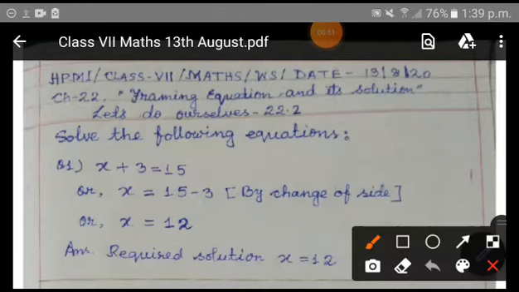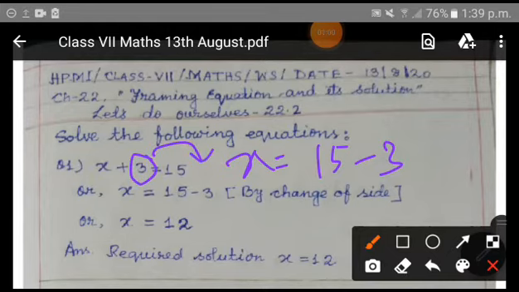So you are getting x equals 15 minus 3. This plus 3 has been taken on the other side, and that is why you have got 15 minus 3. Therefore, you are getting x equals 12. So the required solution is x equals 12.